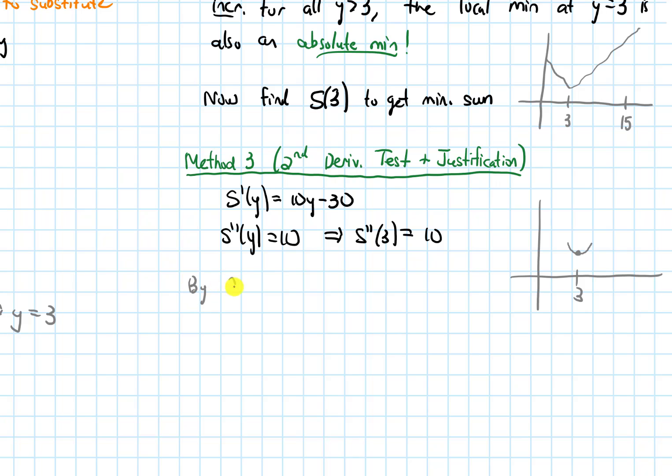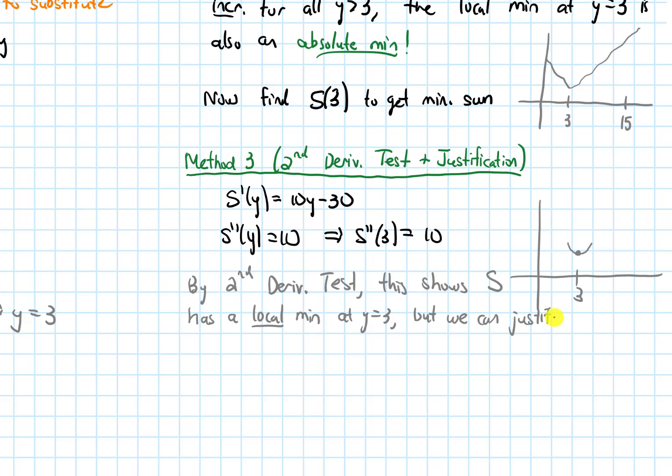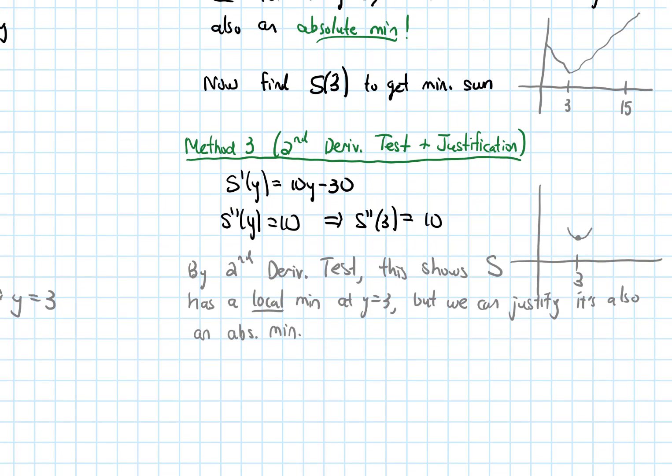So by the second derivative test, this shows that s, our function, has a local min at y equals 3, but we can justify that it's also an absolute min, similarly to how we did in method 2. Okay, so let's give that justification.